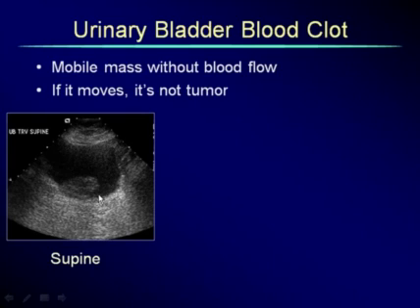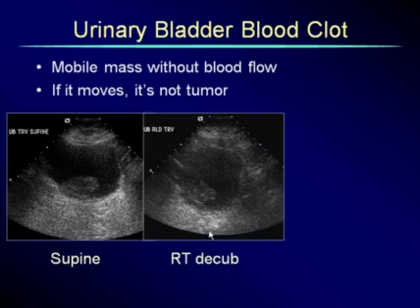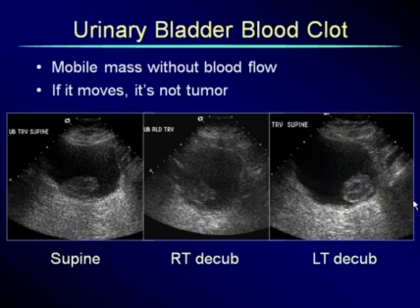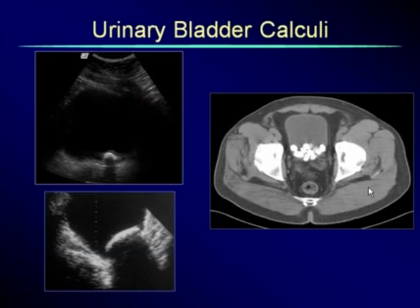So we start out supine, we see the mass, we roll the patient towards her right, the mass falls towards the right, then we turn her way over to the left, mass now falls towards the left. We have now proven that that is not a bladder cancer, that is a blood clot. And the color Doppler would confirm that.